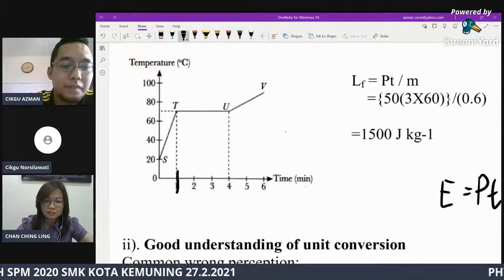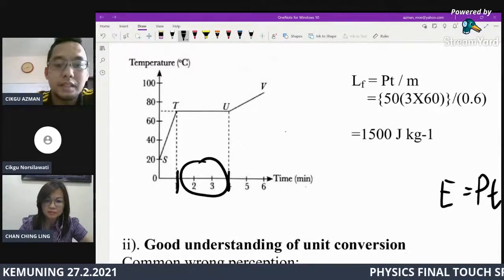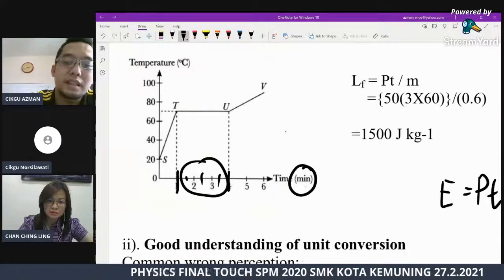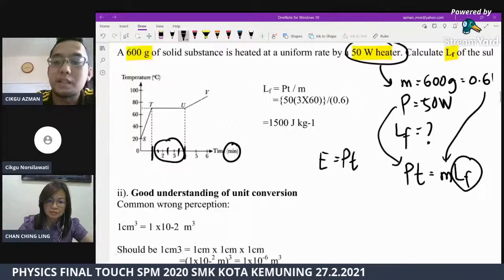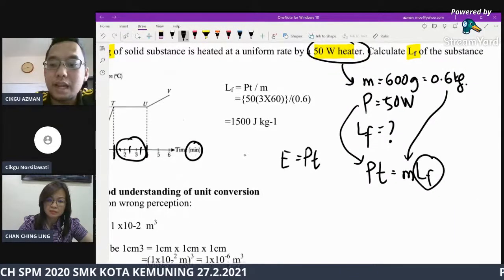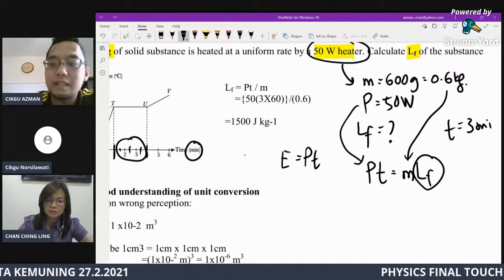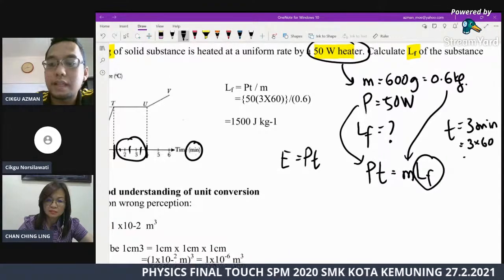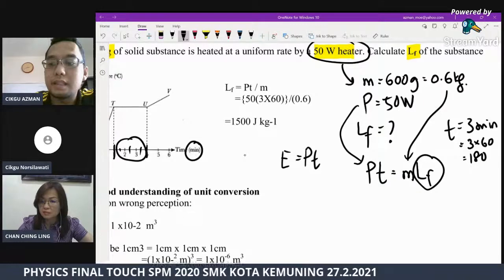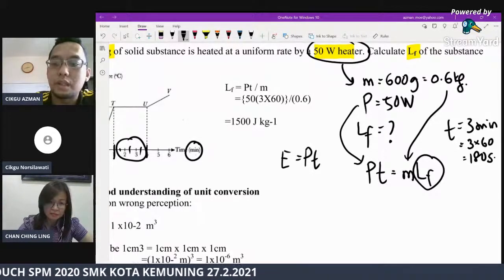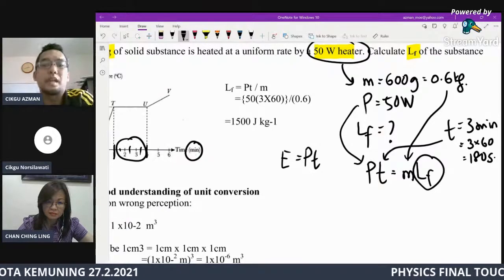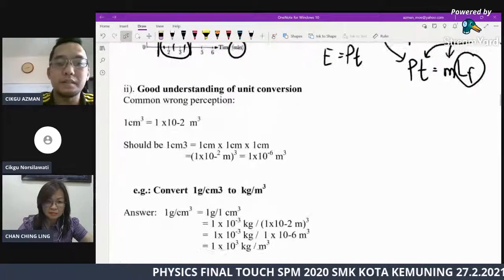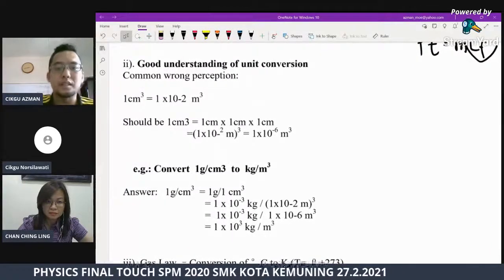Okay, time is in 3. 1, 2, 3. 3 apa? 3 minit. Itu lagi satu trik dia. Dia bukan bagi satu trik, dia bagi 2 trik. So time is 3 minute. Make sure you change it to second, 180 second. Barulah you masukkan dalam ni. So that one you need to be careful. Unit. Paper 1 mesti dia ada banyak changing unit.